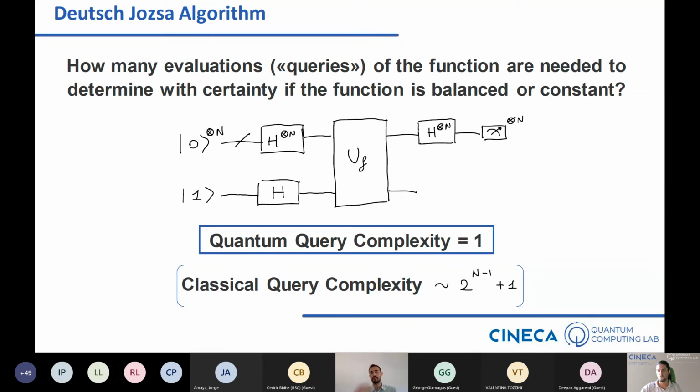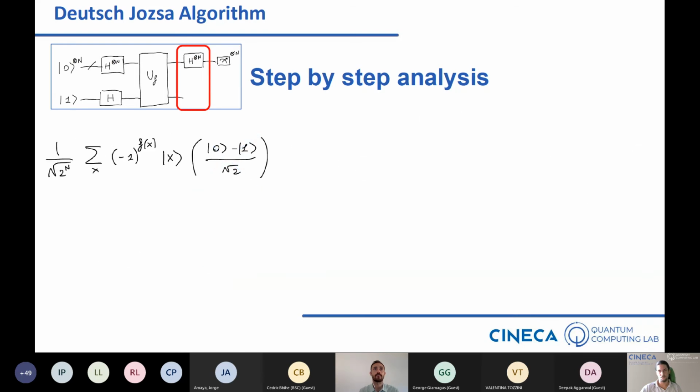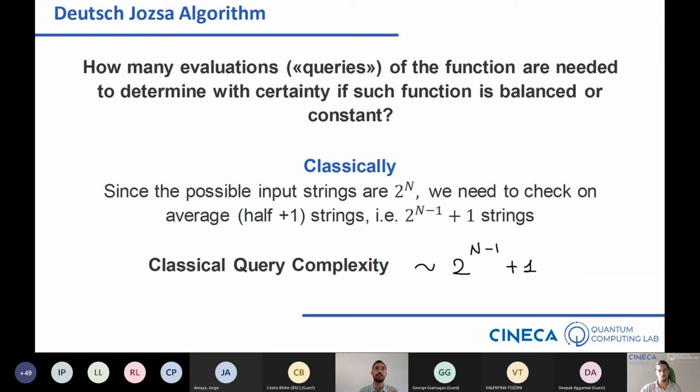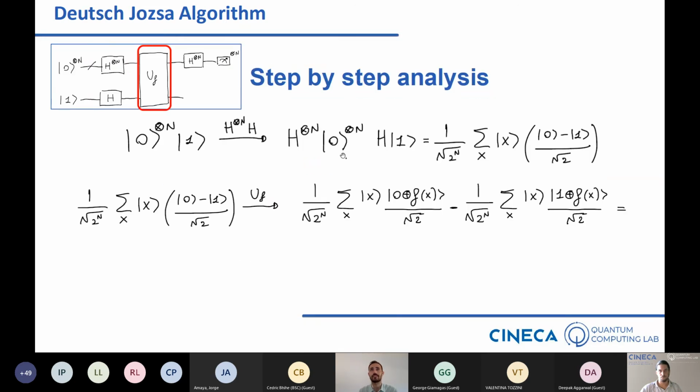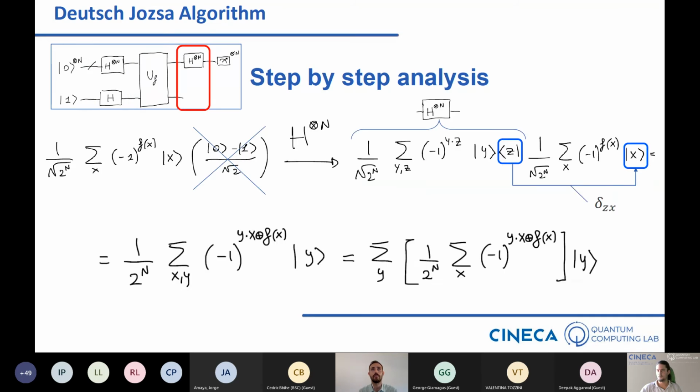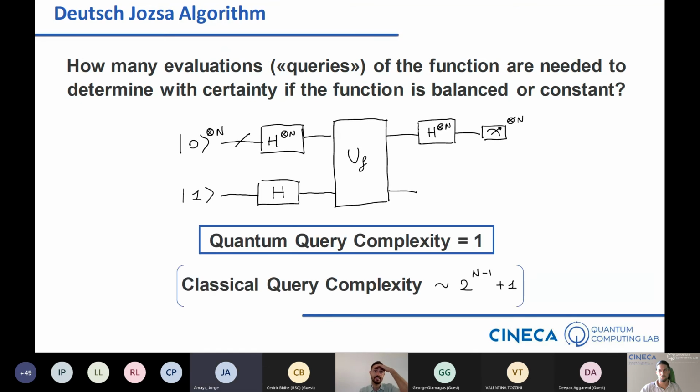And U of f is going to be something like controlled NOTs. The idea is that it's a combination of gates that takes an input string and returns 0 or 1, being constant or balanced. So you can definitely construct a circuit that implements your U of f. Okay, is it clear? Okay.